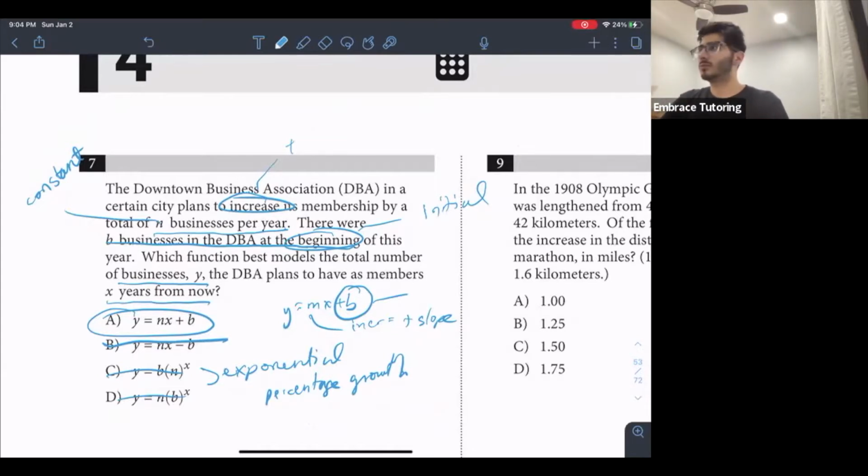If it's minus, then you'll lose something in the beginning, and then depending on if it increases or decreases, it would be positive or negative slope. C and D are referred to exponential growth, meaning that the increase or growth would be in terms of percentage instead of a constant value. So that's how you can determine 7.